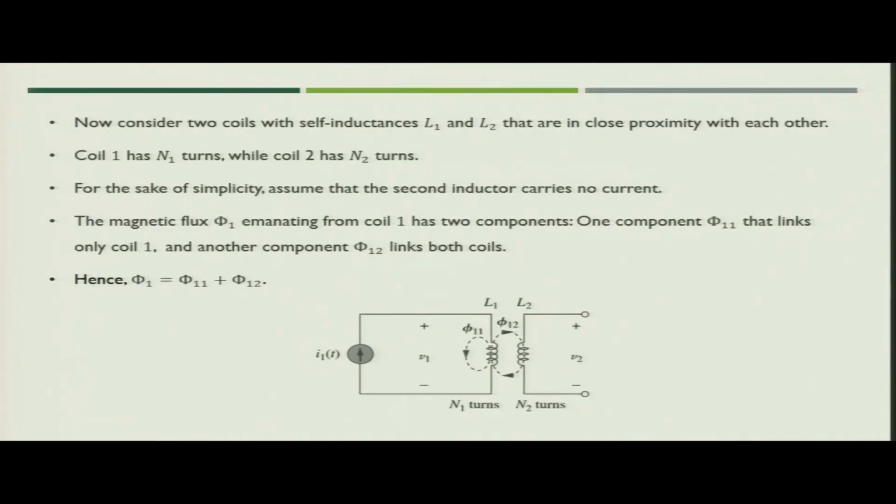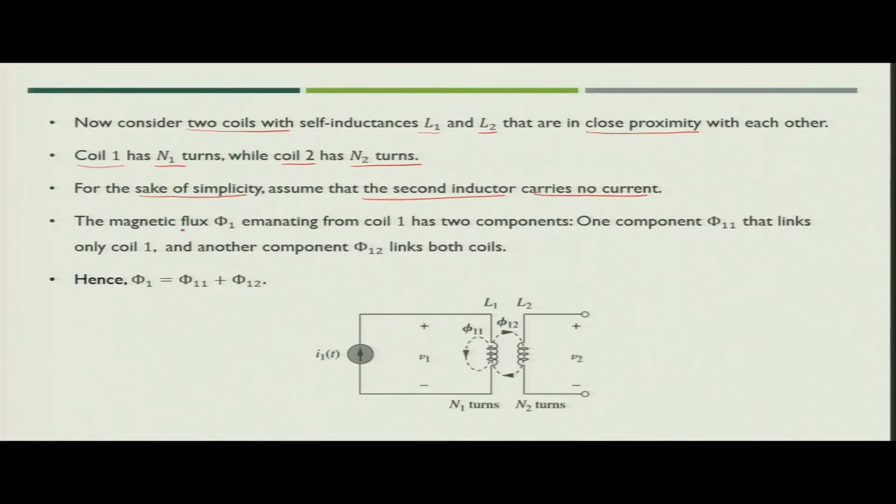Now, let us consider two coils, and we assume that they have self inductances L1 and L2, and both coils are placed in close proximity with each other. Coil 1 has N1 turns and coil 2 has N2 turns. For the sake of simplicity, let us assume that the second inductor carries no current.